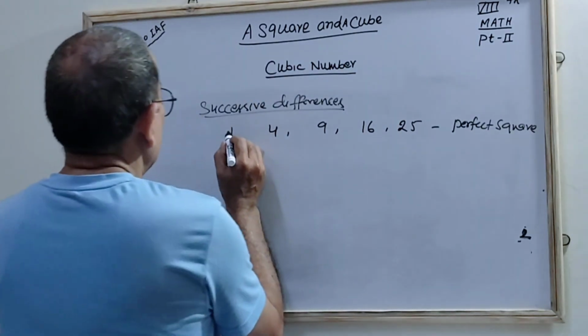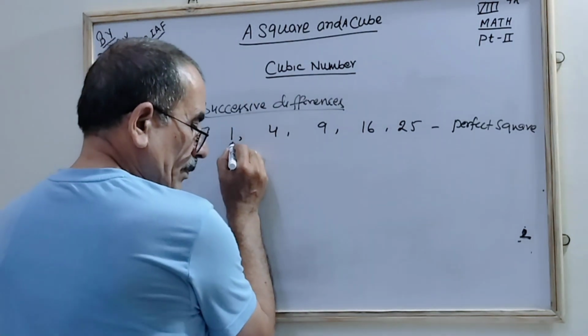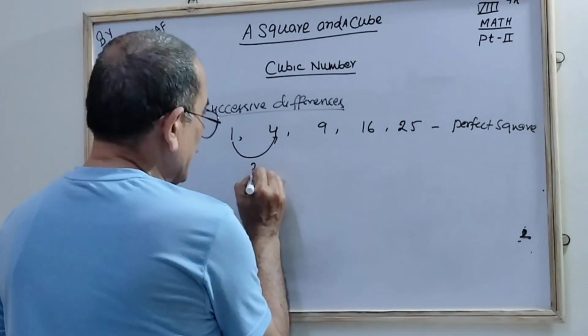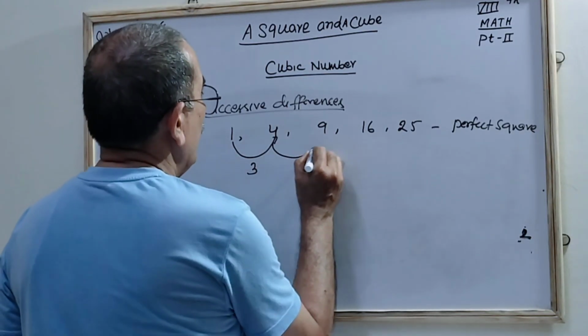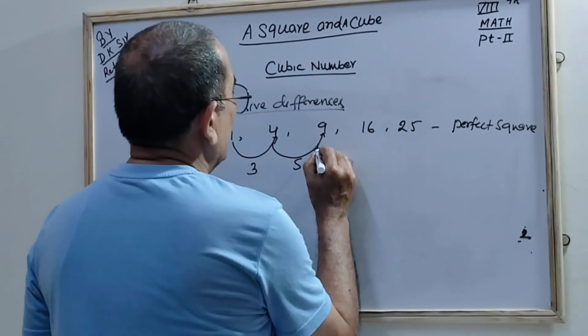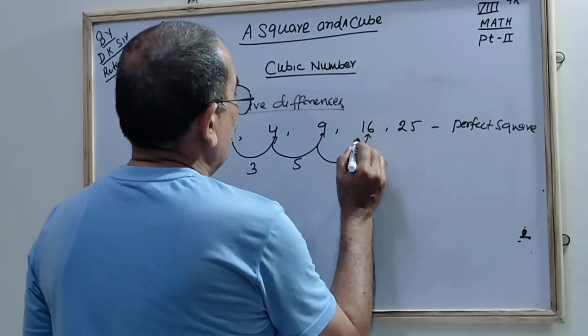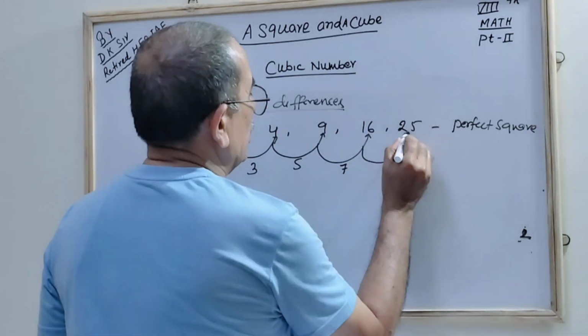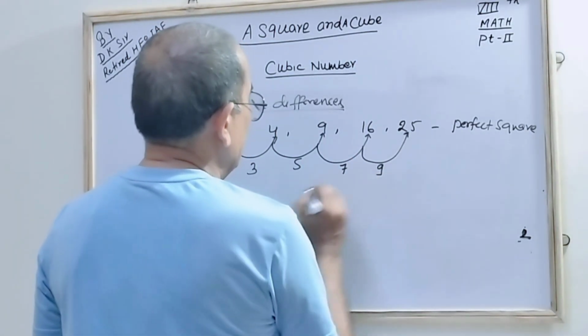Can we see the difference between the 1 and 4? The difference is a 3, correct? This one, 4 and 9, you can see the difference is a 5, correct? And the 9 and 16, we find the difference is a 7, correct?